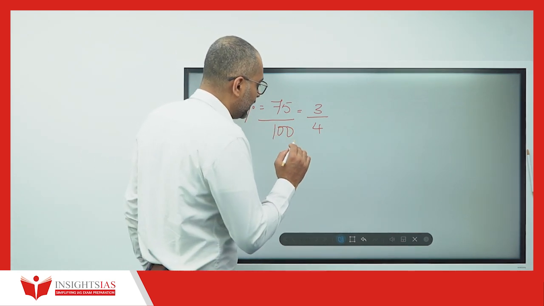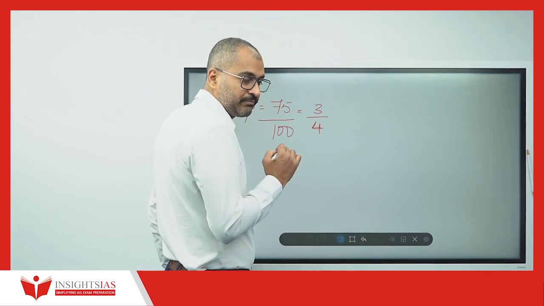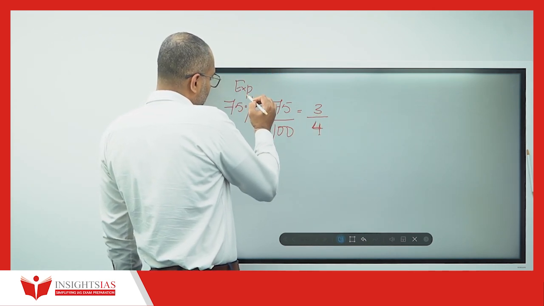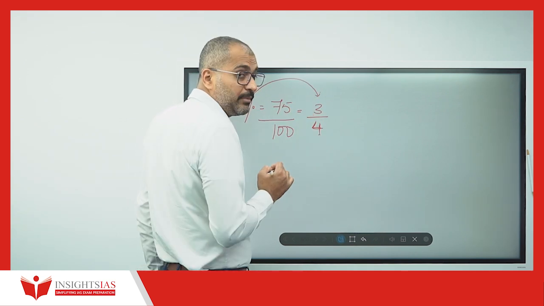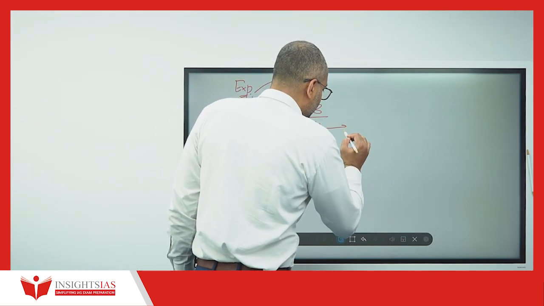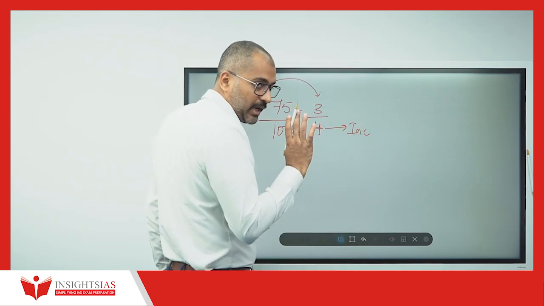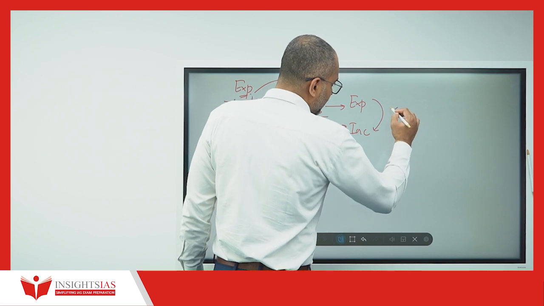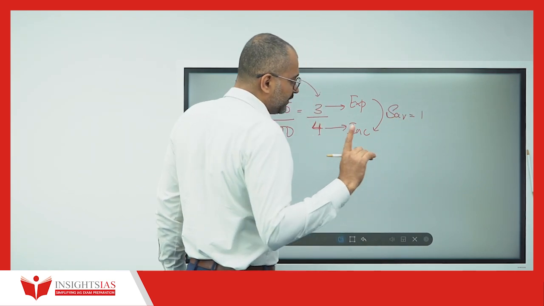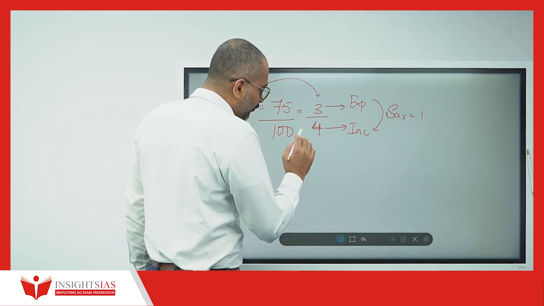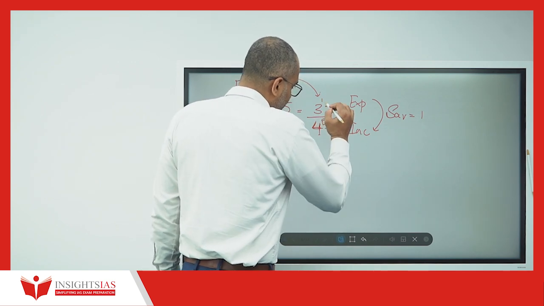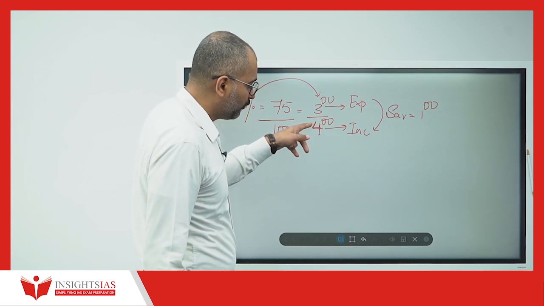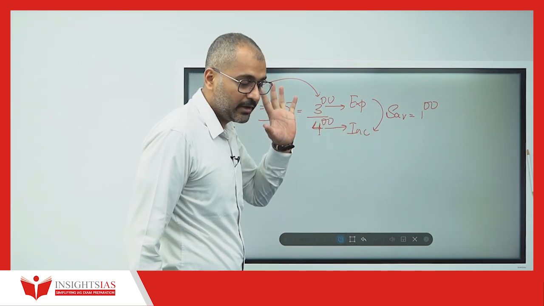Rather than assuming 100, I'll assume this as the salary. The meaning of 3 by 4: he is spending 75%, which means his income is 4 parts, in which his expenditure is 3 parts. The difference between these two, which is nothing but savings, is 1 part. Rather than taking 4, I'll assume this as 400. So this becomes 300, and this has to become 100 according to the 4, 400, 3, 300, 1, 100 ratio.